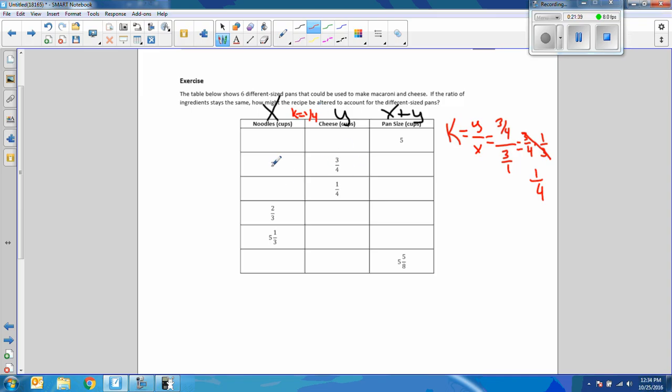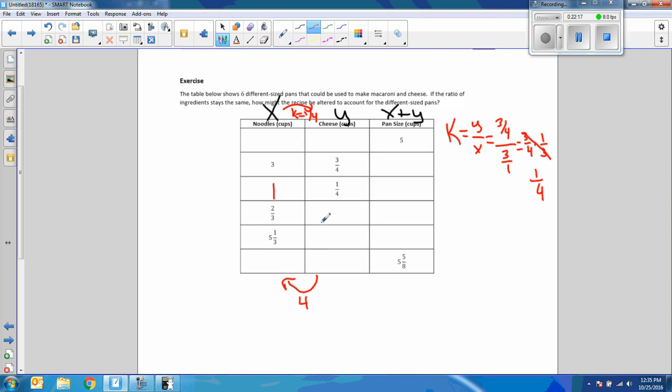And we need to check that. 3 times 1/4 is 3/4. That's true. So, if I'm going this way, I multiply by 1/4. And then down here, if I'm going this way, I've got to multiply by the reciprocal, 4. So 1/4 times 4 is 1. So when I'm going from left to right, X to Y, I'm going to multiply by 1/4. If I know Y and have to go left to X, I'm going to multiply by the reciprocal of our K, which is 4.